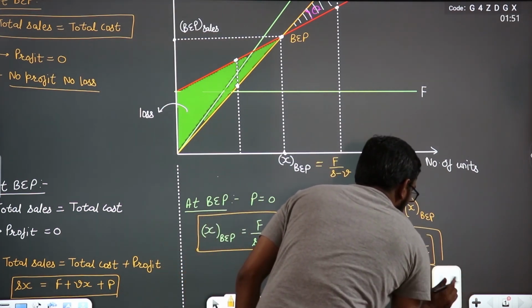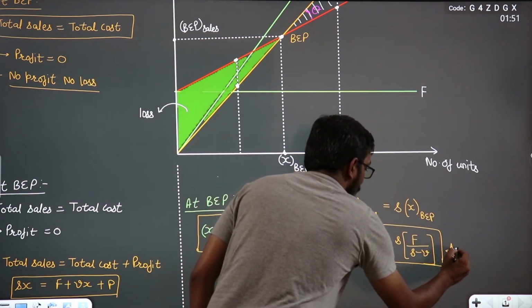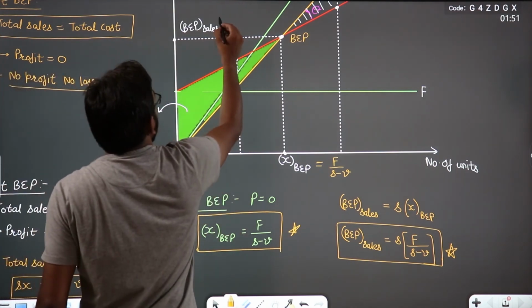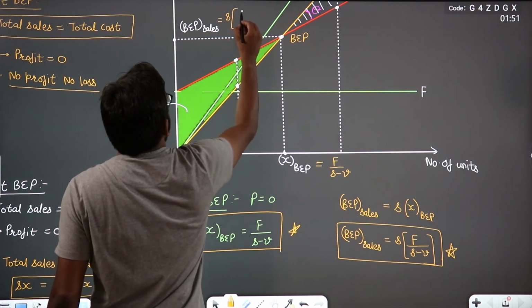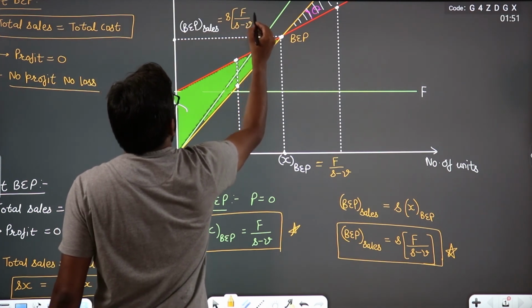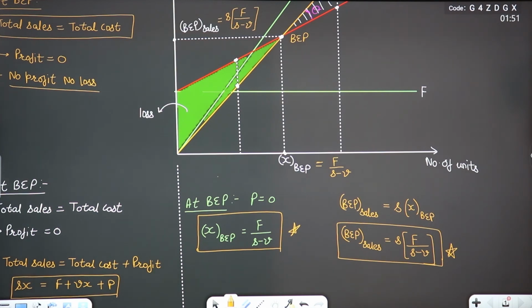You have to remember this formula also, right? You can see the derivation, no need to remember, you can easily solve. So this break even point sales will be equal to S into F divided by small s minus small v.